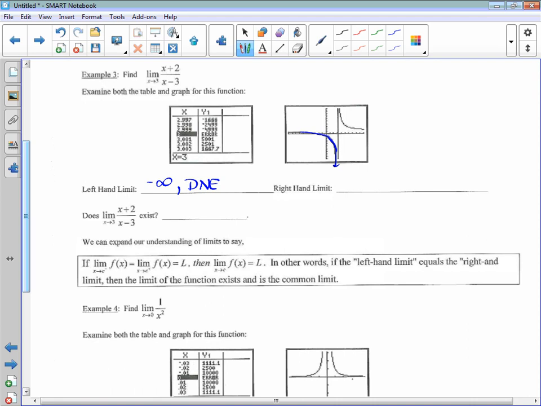Okay. So what about the right-hand limit? What are you going to tell me for that? Infinity, does not exist. Okay. All right. Now, just the limit as x approaches 3. Did the left and the right run into each other? No. So what are you going to tell me? Just does not exist.